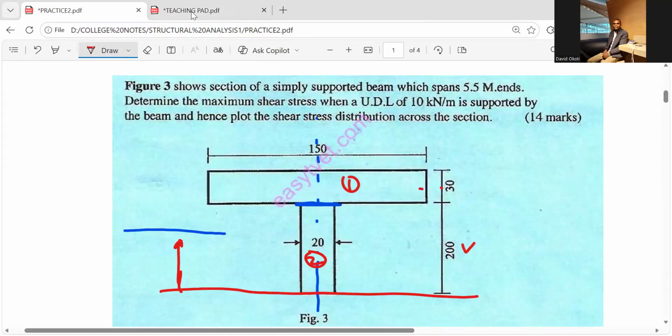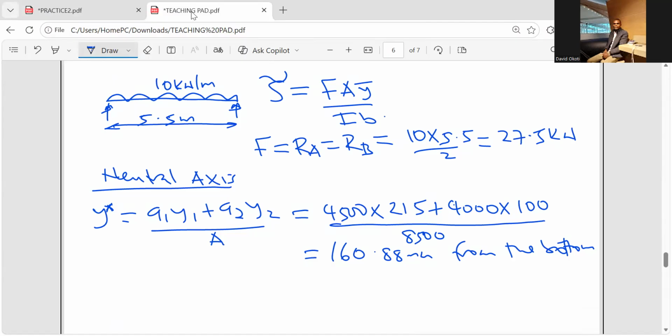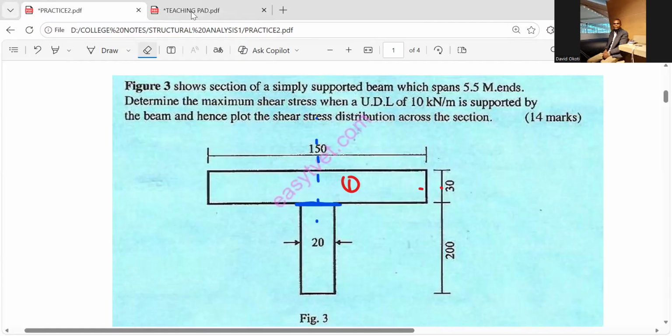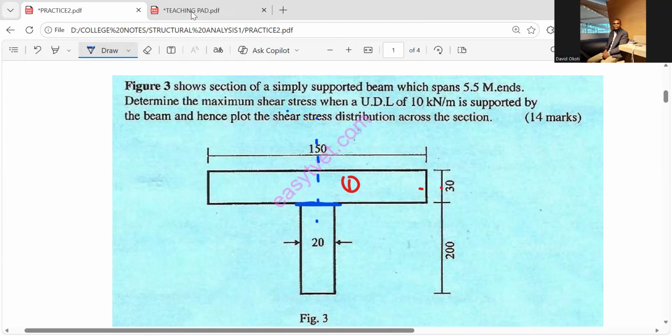Remember, this is from the bottom side. So you can come here on my diagram and indicate my neutral axis. Remember, the web is 200 millimeter, but my neutral axis is passing at 160.88 from the bottom. So which means my neutral axis is passing through the web. Now you can come here, just allow me to draw a line here and call this one the neutral axis, but let me adjust it a bit.